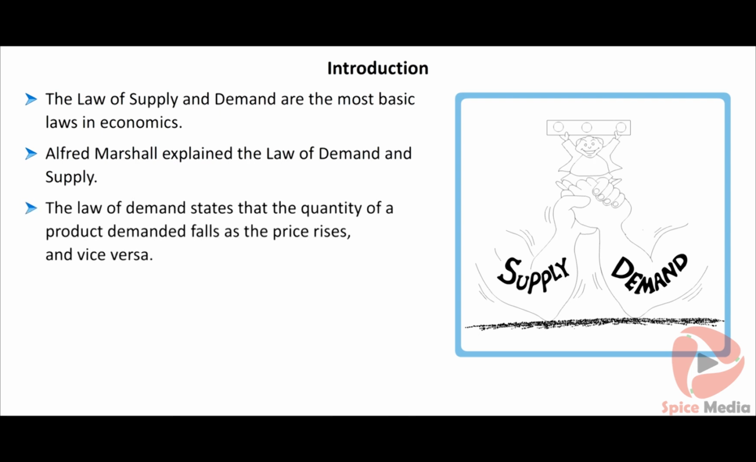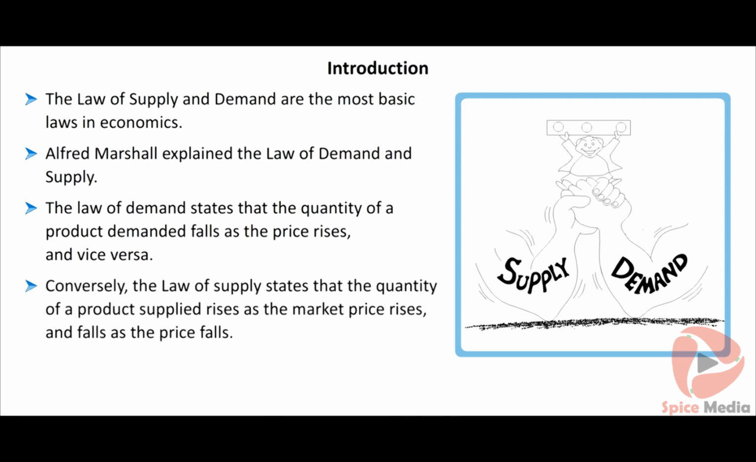The law of demand states that the quantity of a product demanded falls as the price rises and vice versa. Conversely, the law of supply states that the quantity of a product supplied rises as the market price rises and falls as the price falls. Law of demand.